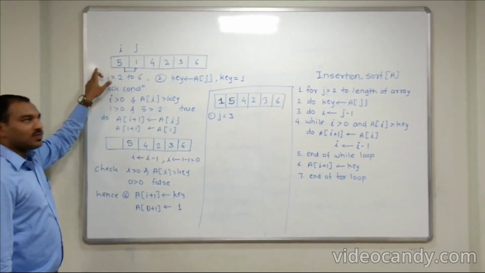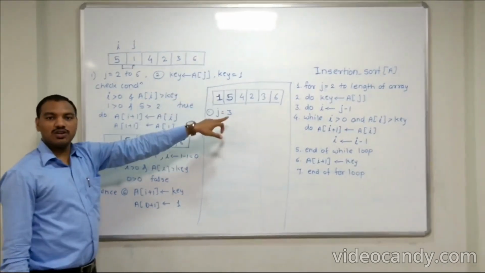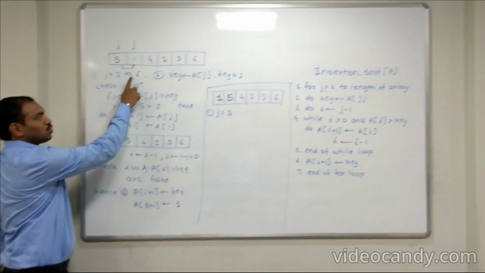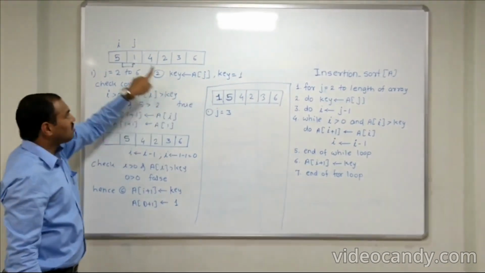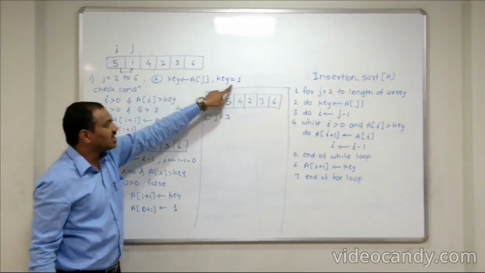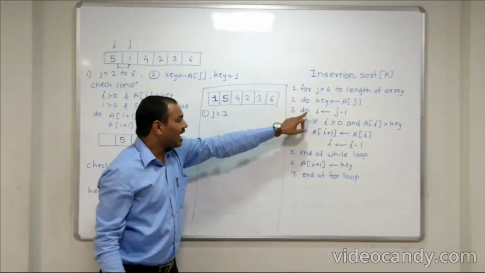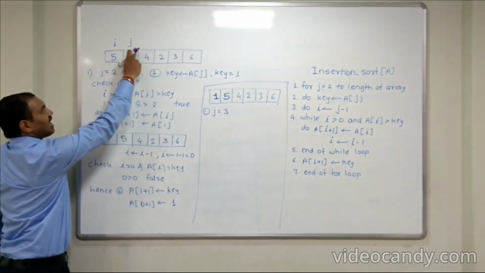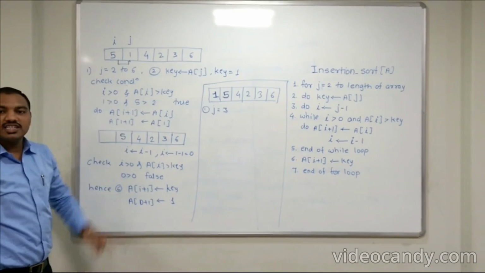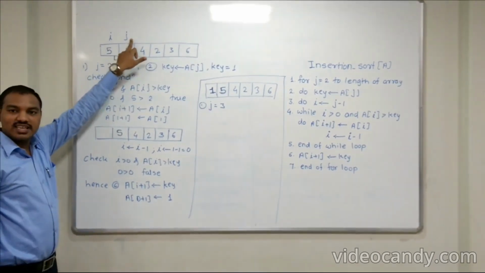Here is the array with elements 5, 1, 4, 2, 3, 6. As per the algorithm, j goes from 2 to 6. Second, the key becomes a[j]. The a[j] element is 1, so the value of key is 1. After that, i becomes j minus 1. When we place j here, i becomes j minus 1, that is 2 minus 1. So i is at the first position and j is at the second position.